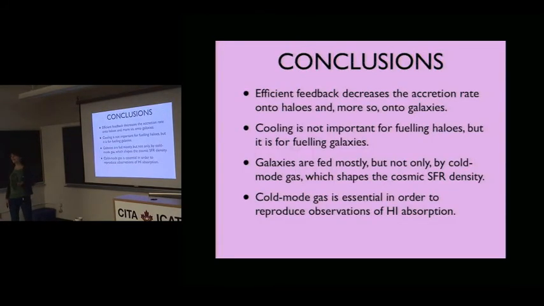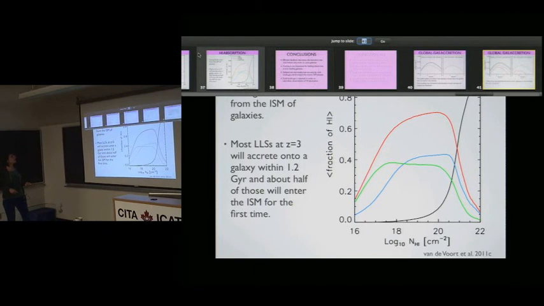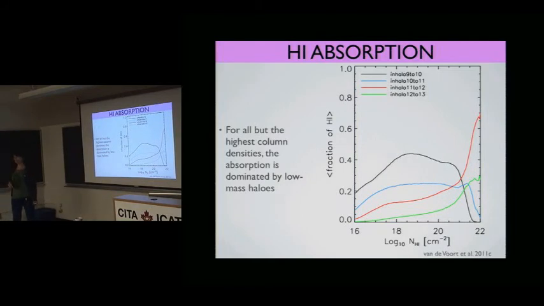So exactly how are these distributed with respect to the zero radius? So it's dominated by low mass halos. Let me show this. The highest column density absorbers are in halos that are 10 to the 11 to 10 to the 12 solar masses. But everything below 10 to the 21 per square centimeter is dominated by the lowest mass halos that I can resolve, so 10 to the 9 to 10 to the 10 solar masses.